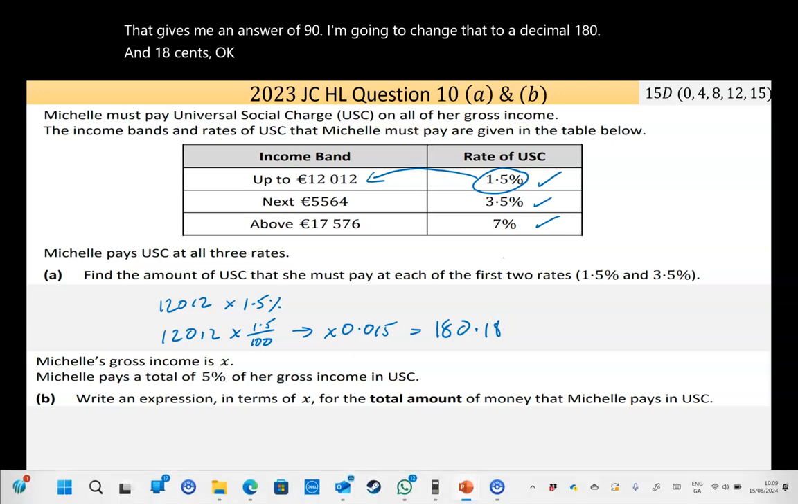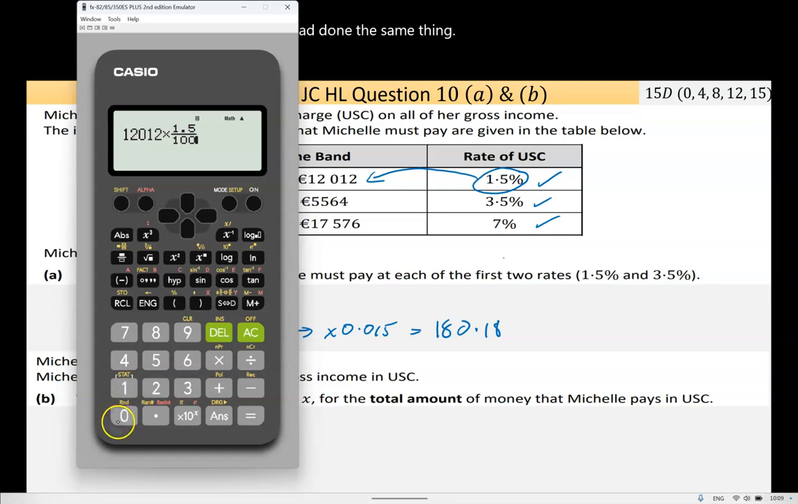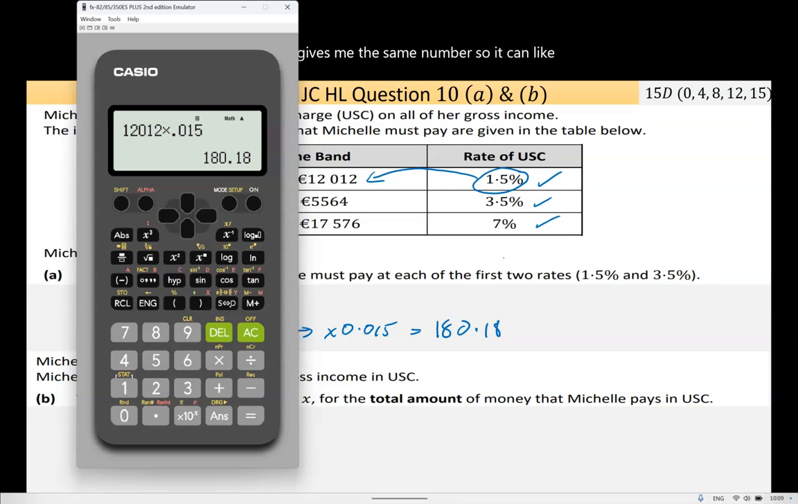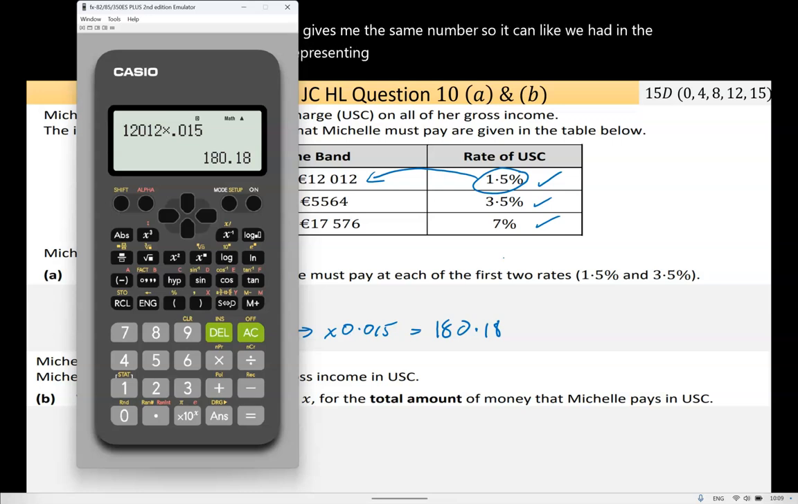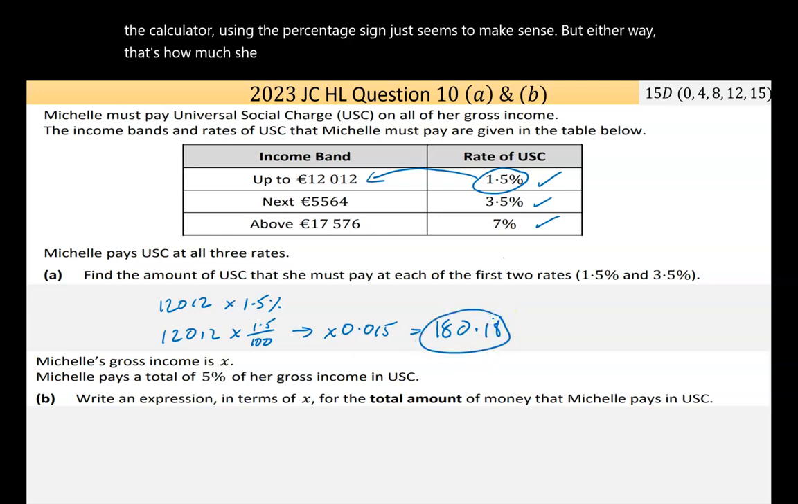Now, if I'd done the same thing with 12012 times 1.5 over 100, I should get the same number. And we did. Or 12012 multiply by, what was it, 0.015, gives me the same number. So again, like we had in the previous question, you're representing the same thing in different forms. Now with the calculator, using the percentage sign just seems to make sense. But either way, that's how much she pays USC on the first 12,000.